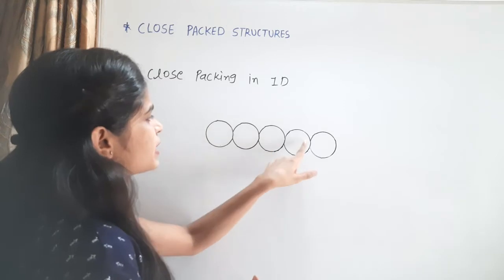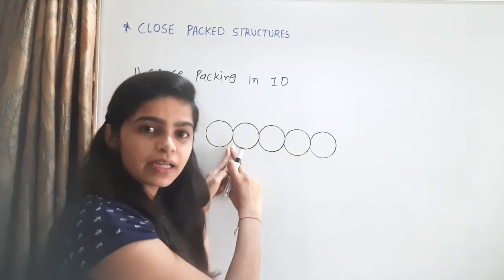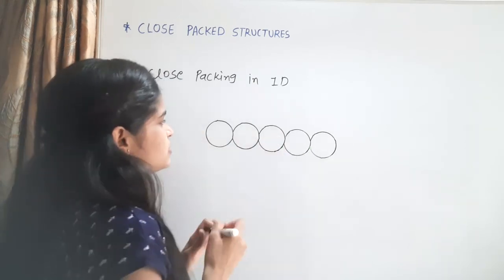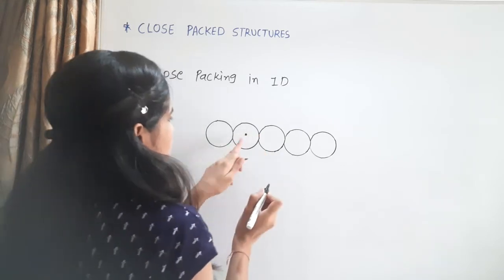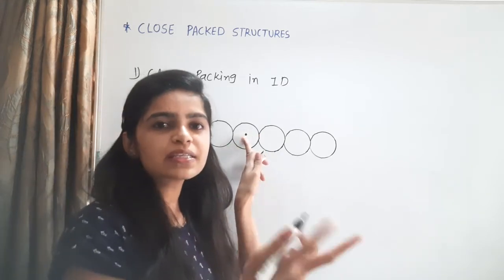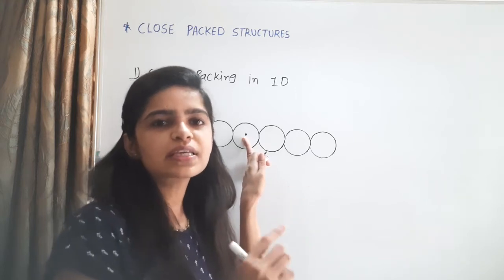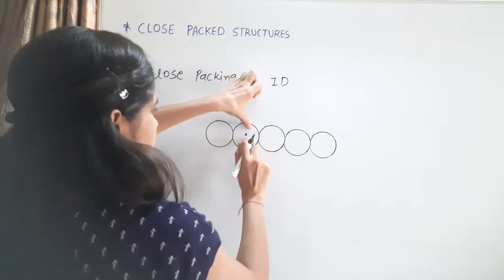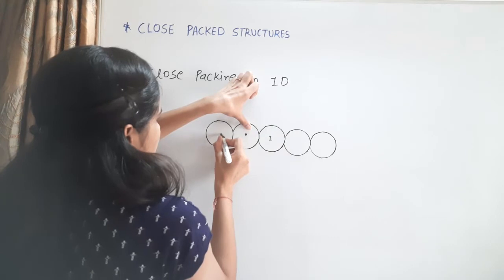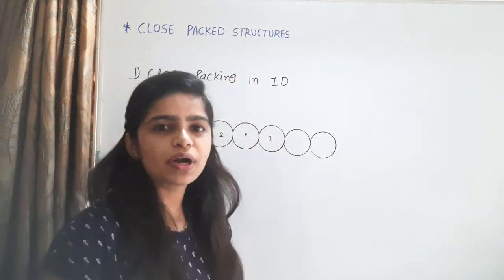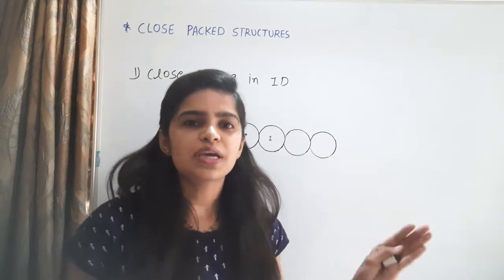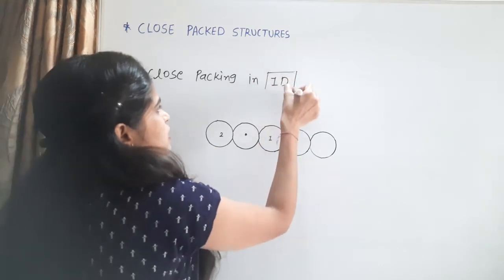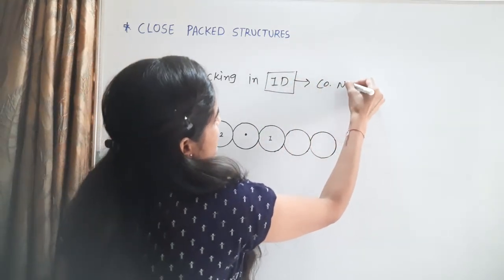Close packing means maximum occupation and minimum vacancy. Then we consider the neighboring atoms. The number of nearest neighbor atoms is known as the coordination number. The nearest neighbor atoms here are 2. For example, consider this atom, its nearest neighbor atoms are 1 and 2. So this 2 is the coordination number. In one-dimensional close packing, the coordination number is 2.